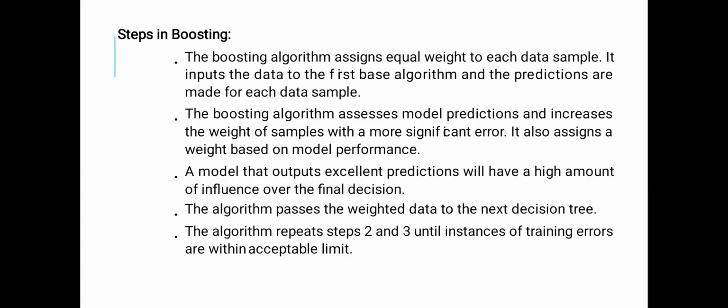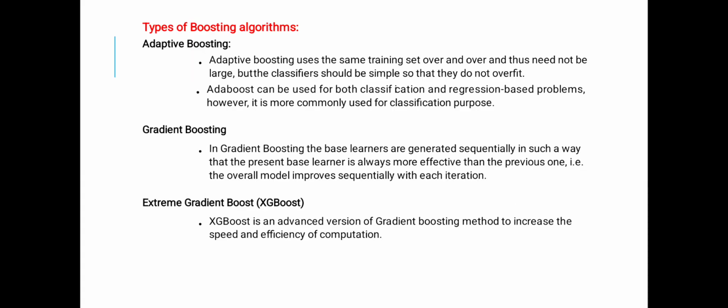The steps in boosting are: the boosting algorithm assigns equal weight to each data sample. It inputs the data to the first base algorithm and predictions are made for each sample. The boosting algorithm assesses model predictions and increases the weight of samples with a more significant error. It also assigns a weight based on model performance. A model that outputs excellent predictions will have a high amount of influence over the final decision. The algorithm passes the weighted data to the next decision tree. The algorithm repeats steps 2 and 3 until instances of training errors are within acceptable limits.